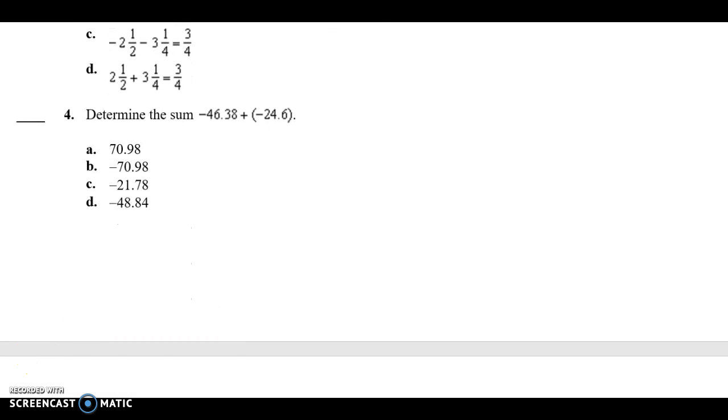Number 4. Determine the sum negative 43 38/100 plus negative 24 6/10. A. 70 98/100. B. Negative 70 98/100. C. Negative 21 78/100. D. Negative 48 84/100.